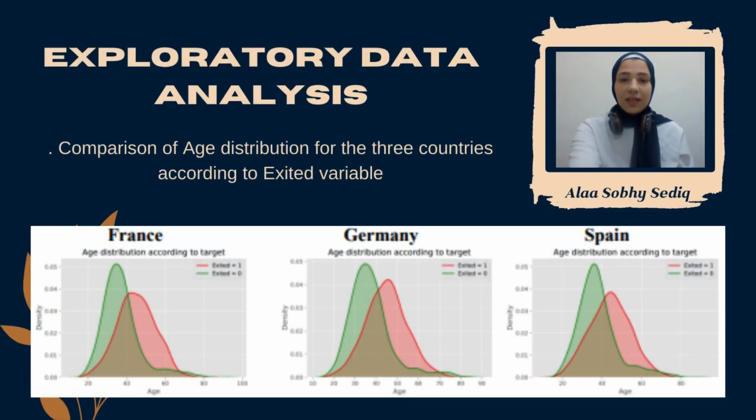These figures show the age distribution in the three countries according to whether customers churned or not. We can notice that in all of the three countries, customers with higher age tend to churn more than those with lower age. This means that age is a strong discriminator when deciding whether the customer is at risk to churn or not.